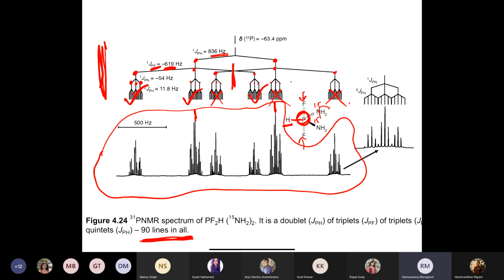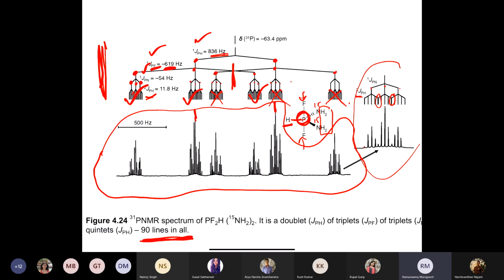Comes these 4 protons, which are actually the 2-bond coupling. So far what we talked about is 1JPH, 1JPF, 1JPN. Now we are coming to 2JPH. So this has been expanded here, as you can see. Now each of these 3 lines gets split into a quintet, and then you see some bit of overlap also.